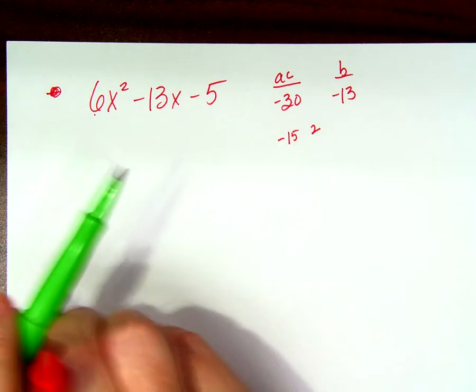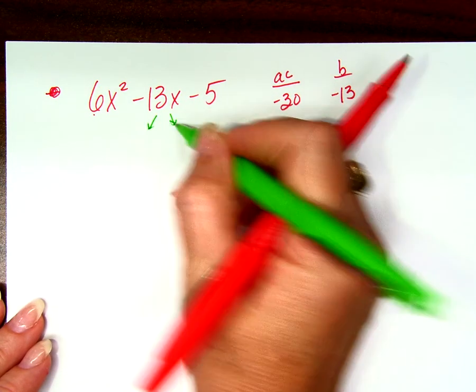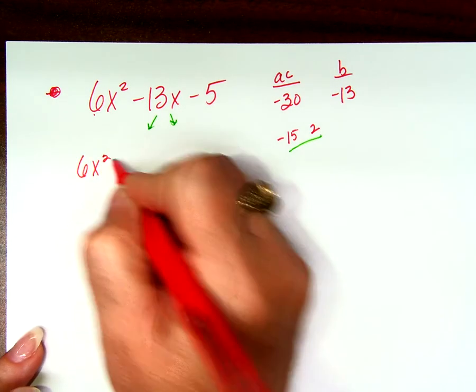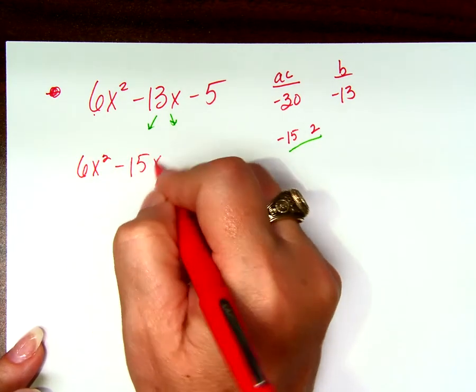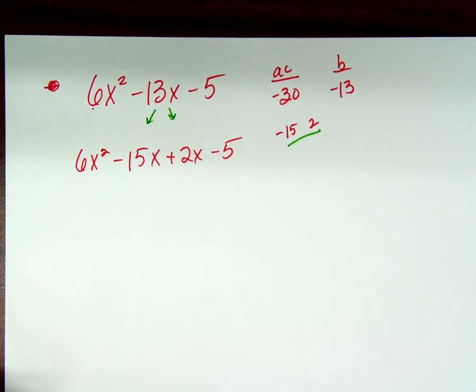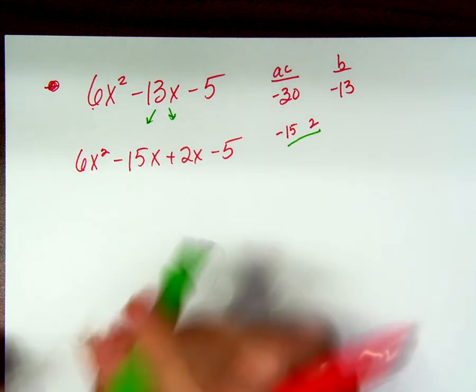Okay. So remember, I'm going to split the middle term into two parts. These two parts that I just figured out. 6x squared minus 15x plus 2x minus 5. Also remember, this is not the only way to do this. This is just kind of how we went through it and talked about it in Algebra 2. Okay. Now we factor by grouping.